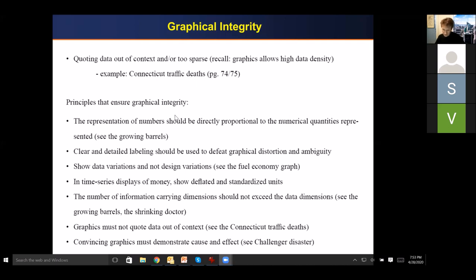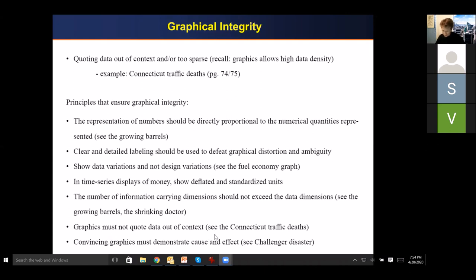Then graphical integrity: representative numbers should be directly proportional to numerical quantities. Clear and detailed labeling should be there. Data variations, not design variations. For time series, show it in standardized units. The information-carrying dimensions should not exceed the data dimensions. That was like the barrels, for example. Don't put it out of context. It was the traffic death example I showed.